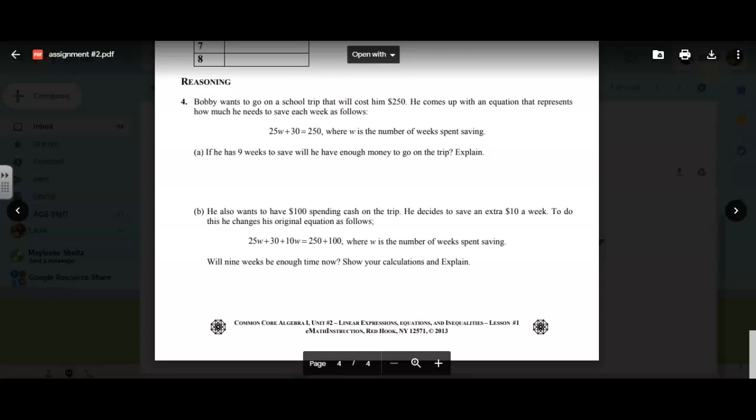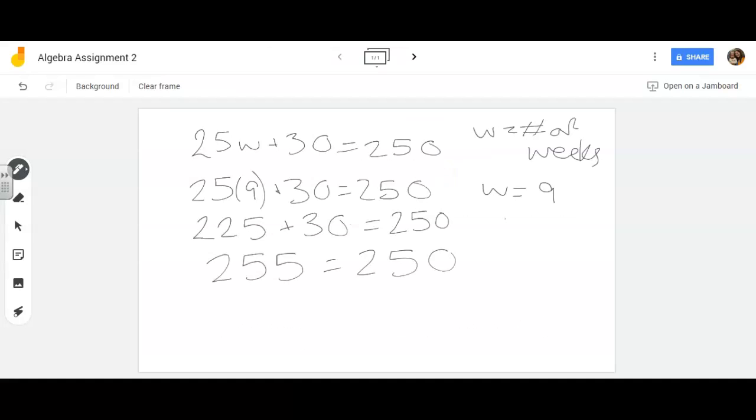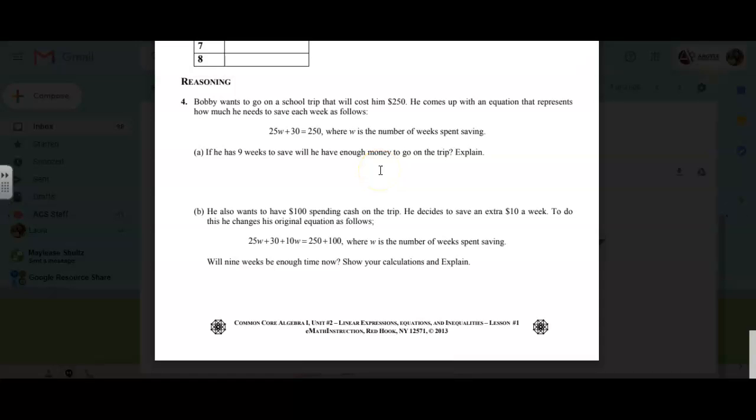Now, in this case, the equation is technically not true, but let's look at what's being asked of us. It says, if he has 9 weeks to save, will he have enough money to go on the trip? So if you're trying to buy something that's $250 and you have $255, do you have enough money to go on this trip? Yeah, you've got $5 extra. You can buy yourself a churro. So he's going to be able to go on this trip. Yes, he has enough money, and your explanation would just be that when W equals 9, then he would have $255 saved up.